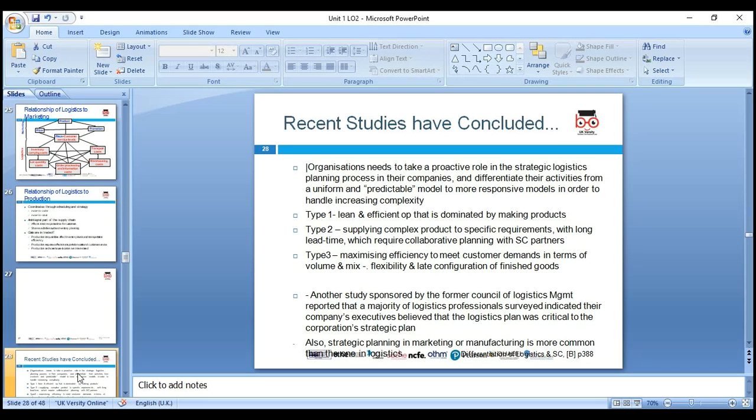Type 1 is lean and efficient. Type 2 can supply complex products to specific requirements with long lead times. Some companies say whatever specification you give, we will make to measure. But some say sorry, we'll make standard. We'll say this is large, medium, and small. So we make in a way that maximizes efficiency to meet the customer demands in terms of volume, with late configuration of finished goods.